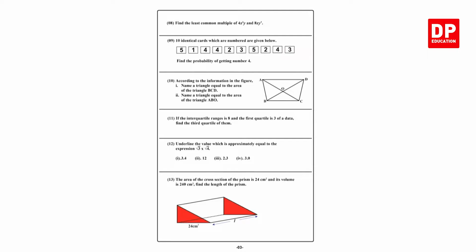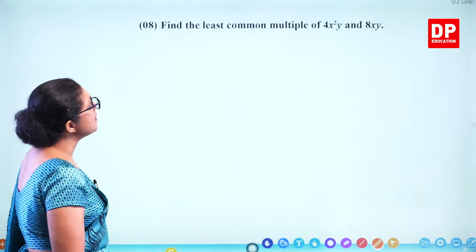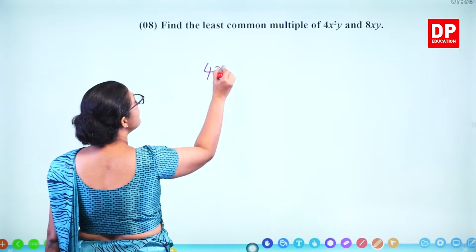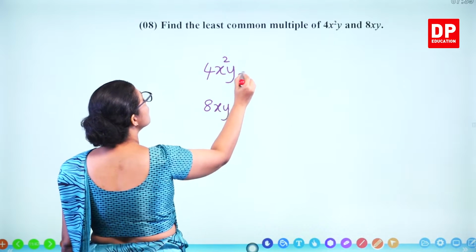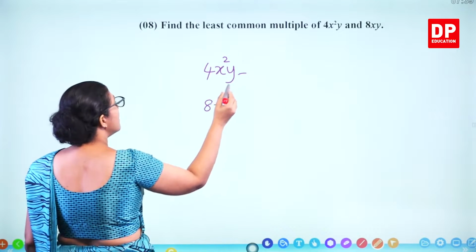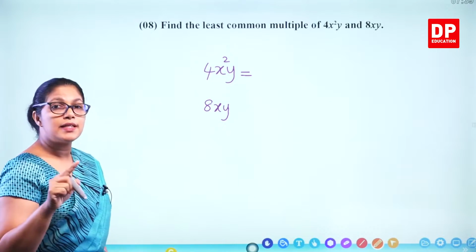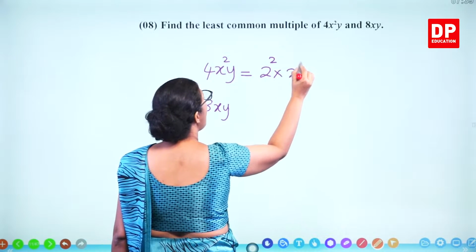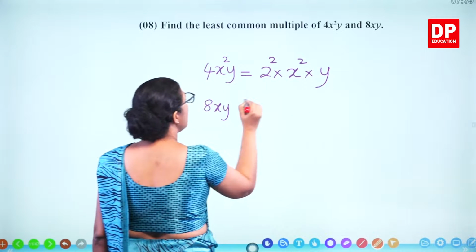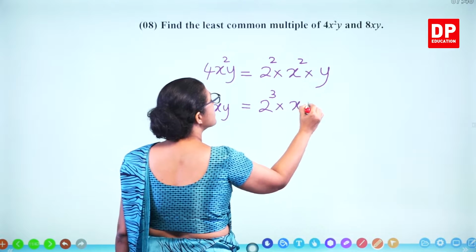Now you can try 8 to 13. So we'll take question number 8. Find the least common multiple of 4x squared y and 8xy. So you write down all the terms separately. 4 you can write 2 to the power 2, x squared and y. 8, 2 times 2 times 2, 2 to the power 3, x, y.